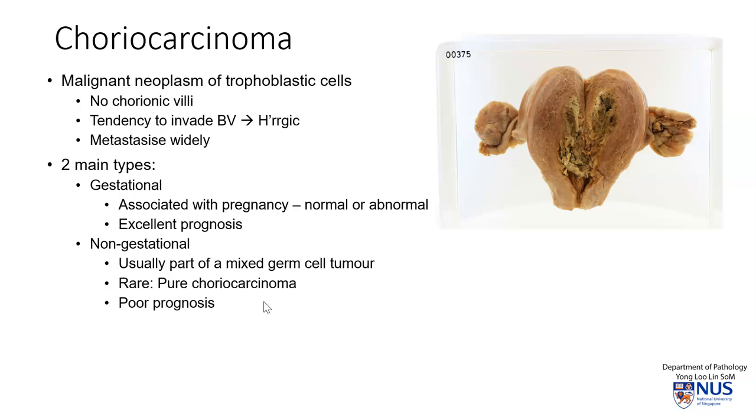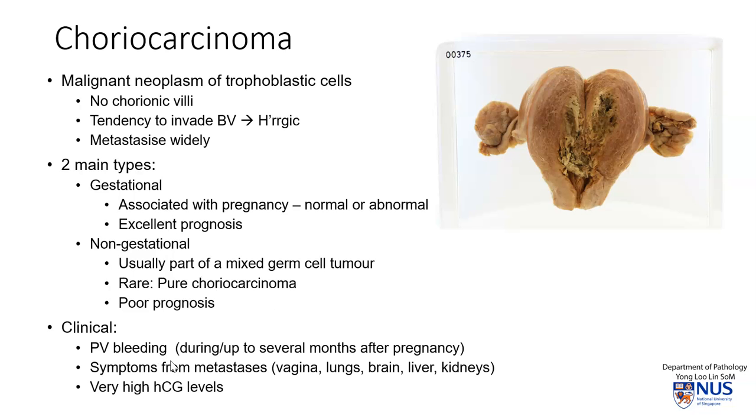Clinically, the patients may present with pervaginal bleeding, and this can occur during pregnancy or up to several months after pregnancy. And also the patients may present with symptoms attributable to metastasis. One of the commonest sites of metastasis is actually in the vagina, which also explains pervaginal bleeding. And these can occur to distant sites, for example, the lungs, the brain, liver, kidneys, etc. And often these patients have abnormally high HCG levels.